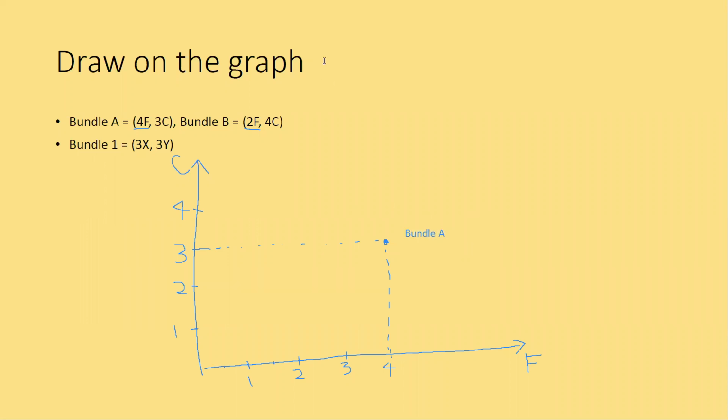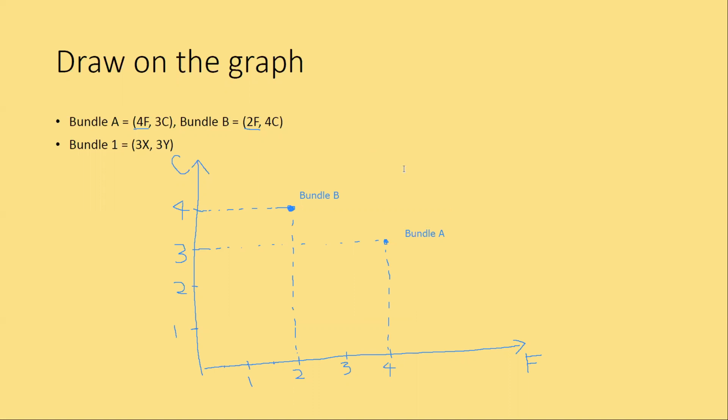Now, we can also draw bundle B that has 2 units of food and 4 units of clothing. So this is 4 units of clothing, and this is 2 units of food. So at this point is our bundle B. All right. This is a basic graph representing bundle A and bundle B on a single graph.